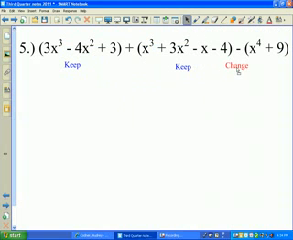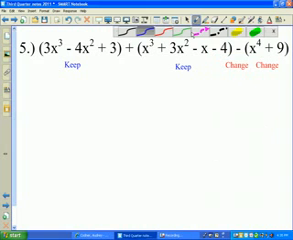Okay, so I'm going to change my minus to a plus, and I'm also going to change that last parenthesis, change them all from being positive to being negative.